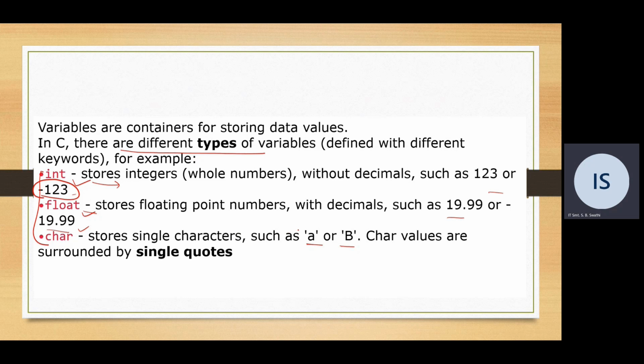C is a case sensitive language, where small a is different from capital A. We indicate a single letter within single quotes, which is called a character. If you want to use multiple letters, we use double quotes, which is called a string. Double quotes must be used to indicate that it is a string.